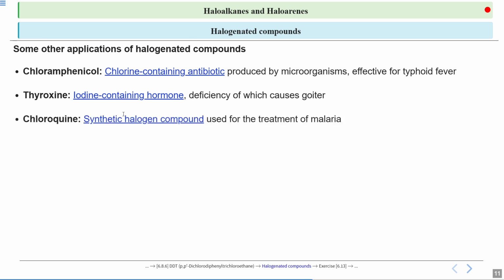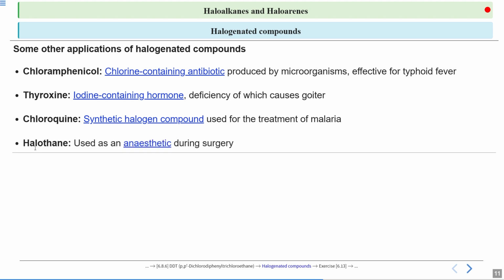Chloroquine. Chloroquine is a synthetic halogen compound. It is man-made, not naturally occurring, and it is used for the treatment of malaria, a disease caused by malaria-causing mosquitoes. This is the application of chloroquine. And last is halothane. Halothane is again a halogenated compound used as an anesthetic during surgery. So these are some halogenated compounds along with their applications.